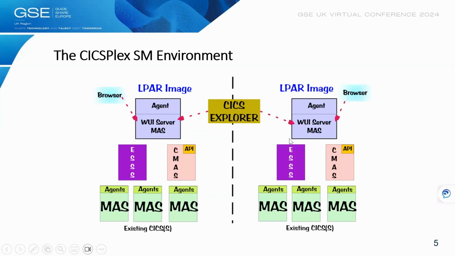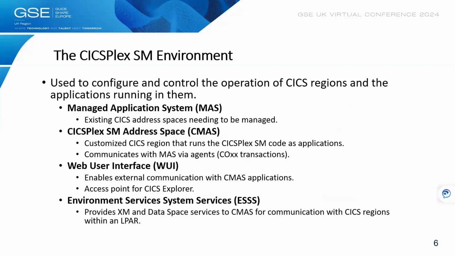There's also this concept of an ESSSS, which we'll discuss in just a second. It's nothing you set up. It's CICSPlex SM setting up an address space, and you'll see it's used for communication, especially if the CMAS is down. So this is a description of those individual items. Again, the MAS is just a CICS region. The CMAS is the controlling region. It talks to the agents, which are CO transactions, which you'll see in your CICS regions. And the WUI is really for communication to the CMAS.